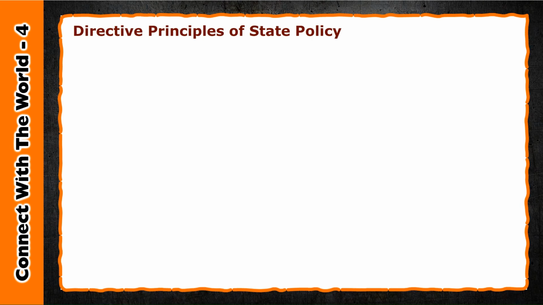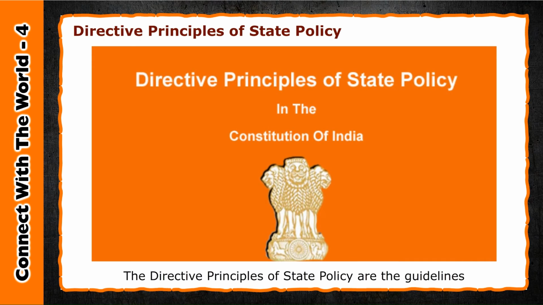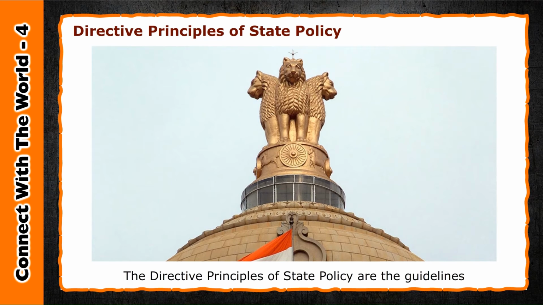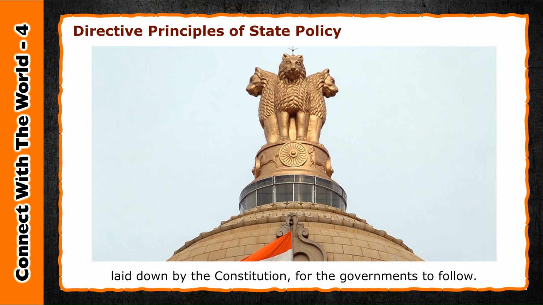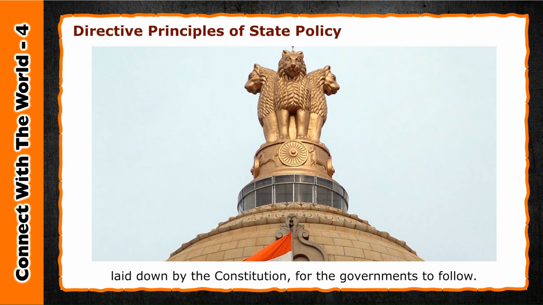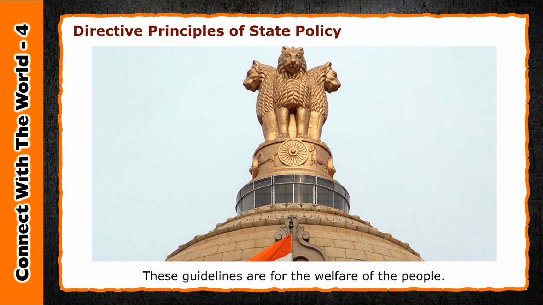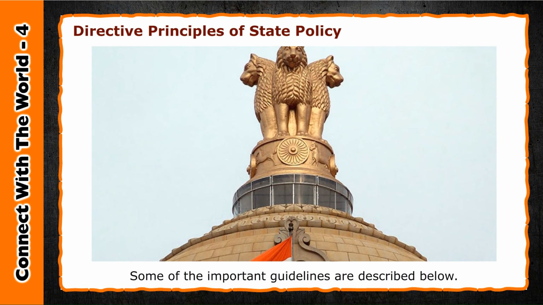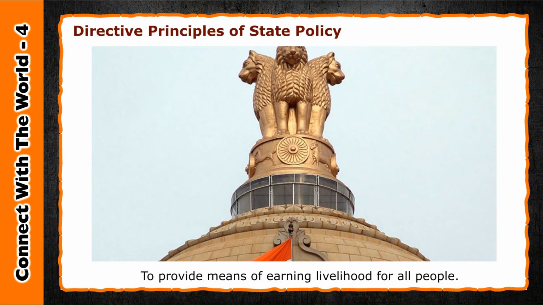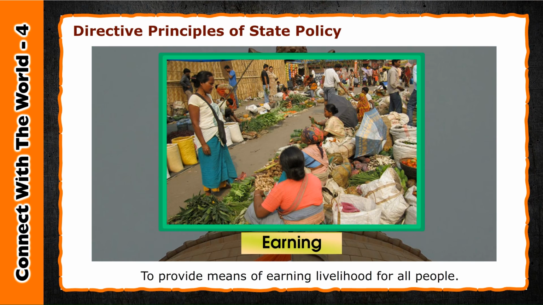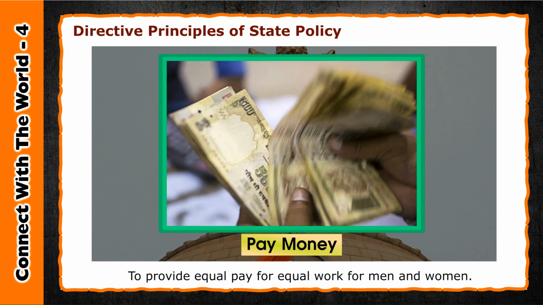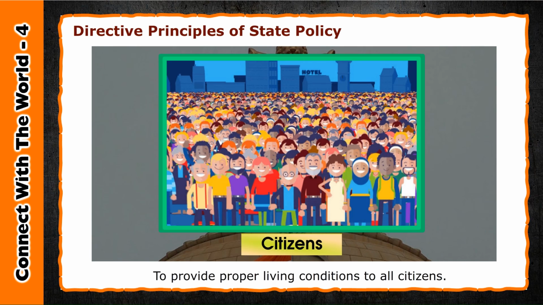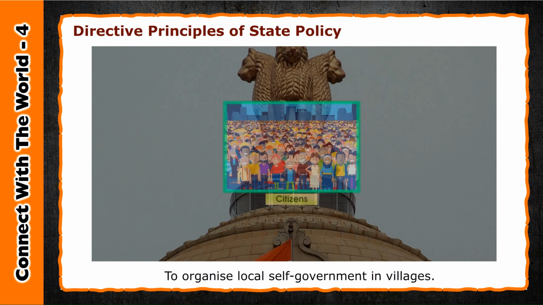Directive Principles of State Policy. The Directive Principles of State Policy are the guidelines laid down by the Constitution for the governments to follow. These guidelines are for the welfare of the people. Some of the important guidelines are described below. To provide means of earning livelihood for all people. To provide equal pay for equal work for men and women. To provide proper living conditions to all citizens. To organize local self-government in villages.